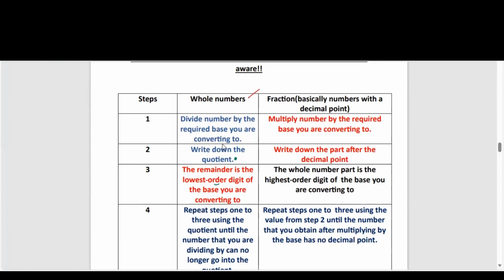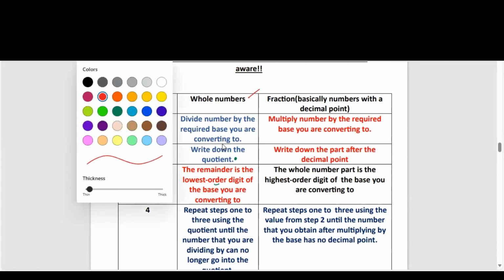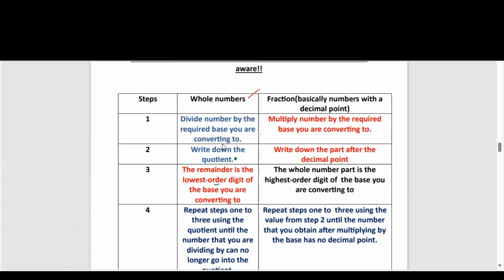The steps are similar. Now you can jump across to the fractional form. The fractional form, in simple terms, is basically anything that has a decimal point. So if you see something like 16.25 in base 10 and you want to convert it to octal or binary, you have to use different steps. The earlier steps are for whole numbers; these are for fractions. Keep it in mind.